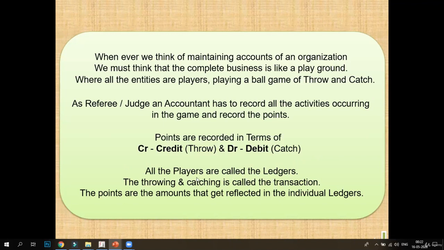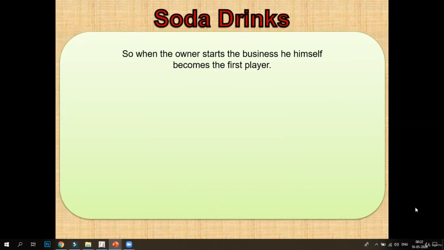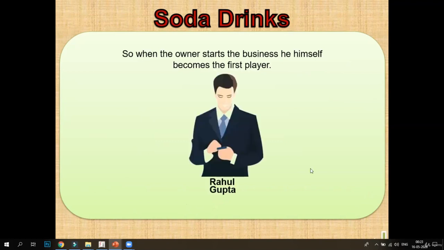Now, the players of the game are called my ledgers in my accounts, and the throwing and catching activity in the football game is known as a financial transaction in my business. The points will get reflected in the individual ledger, as we had discussed about the ledgers in the previous lecture. So when the owner starts the business, he himself becomes the first player. Why? Because he starts by investing some money in his business.